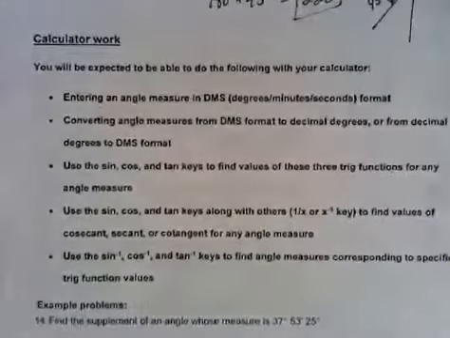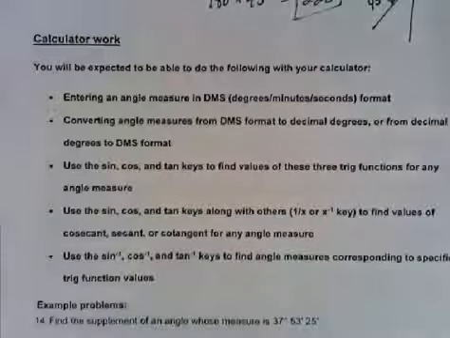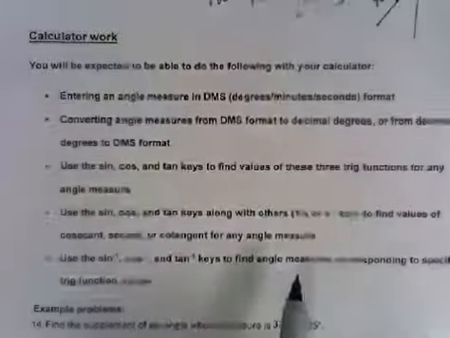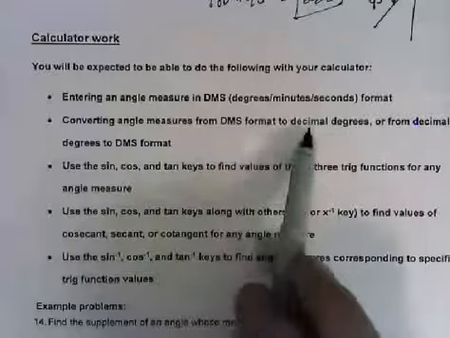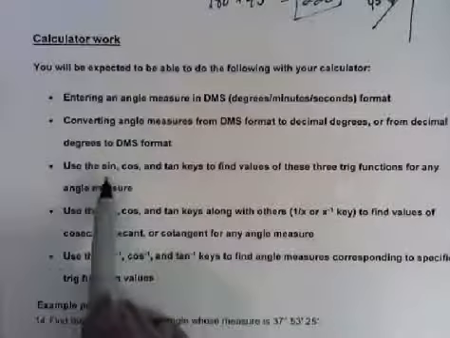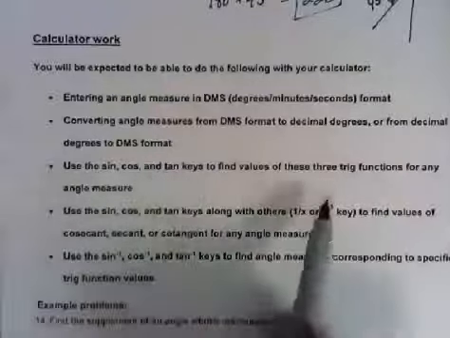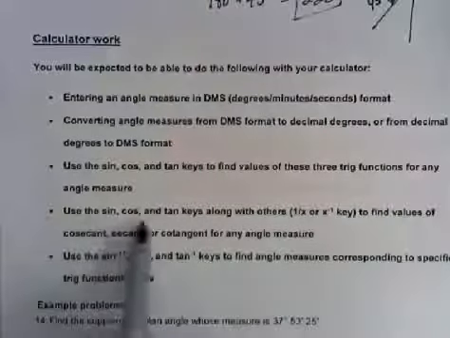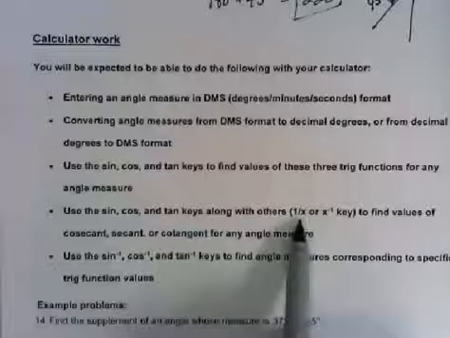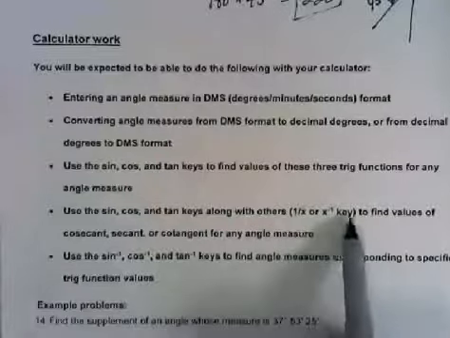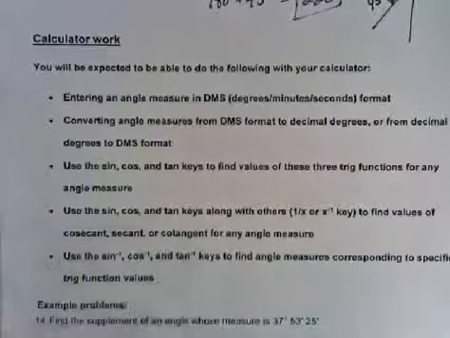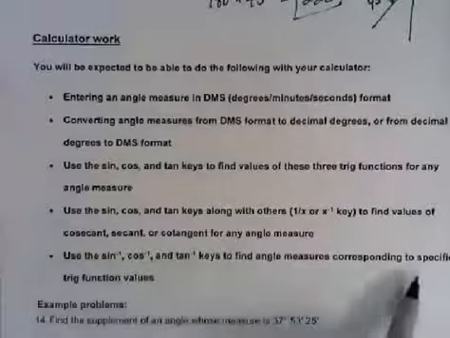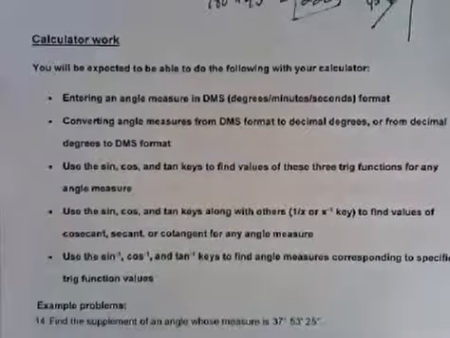The next thing I want to make sure that you understand is the things that you need to be able to do with your calculator. One is to enter an angle measure in degrees, minutes, seconds format, how to convert from the DMS format to decimal degrees or vice versa, how to use the sine, cosine, and tangent keys on your calculator to find values of those three trig functions for any angle measure, and then how to use those three keys along with doing either 1/x or using the x to the negative first key to find values for the other three trig functions, and then finally using the inverse trig functions to find angle measures if you're given a specific trig function value.